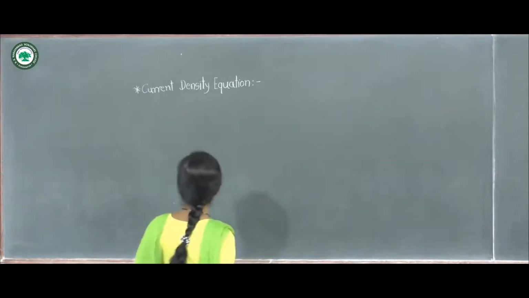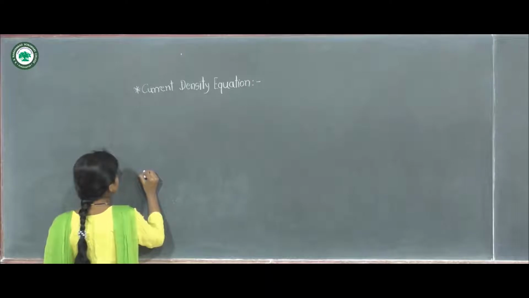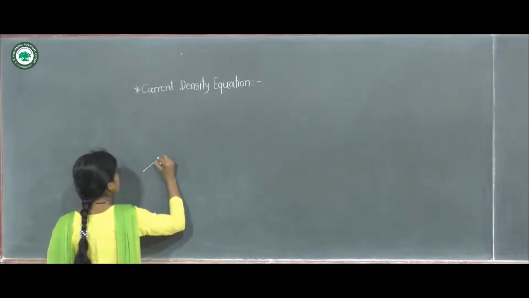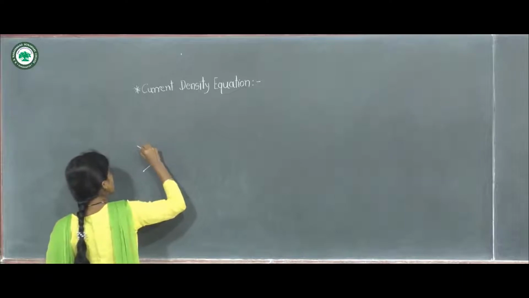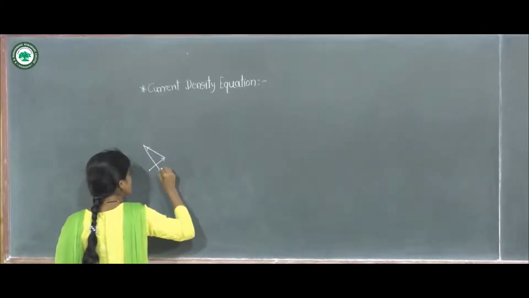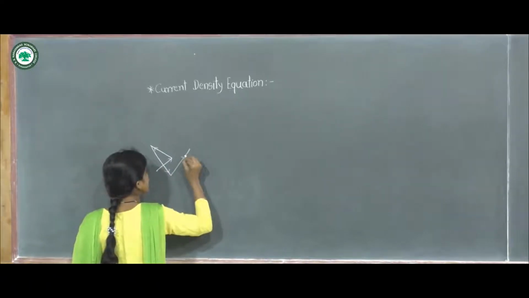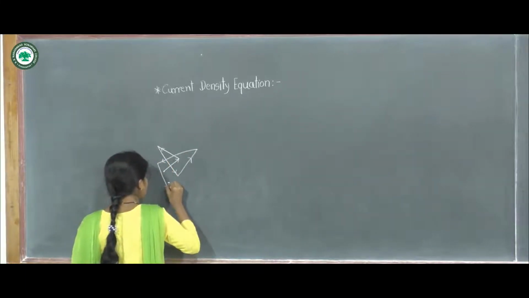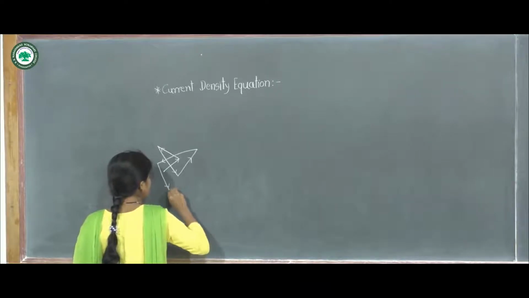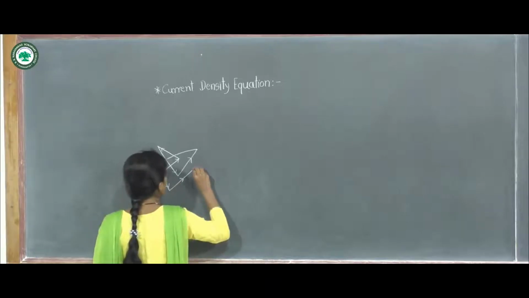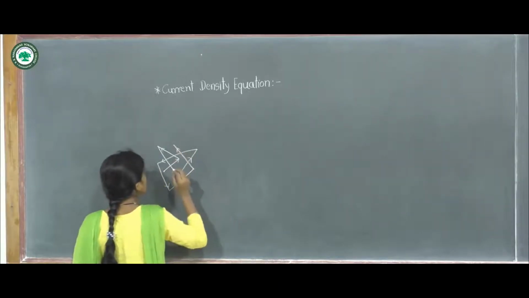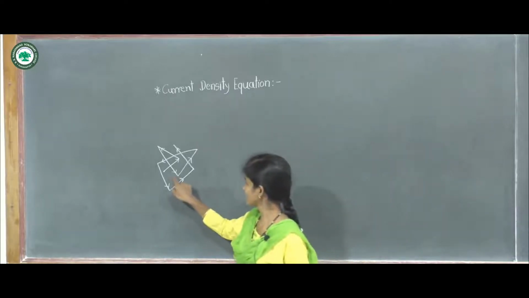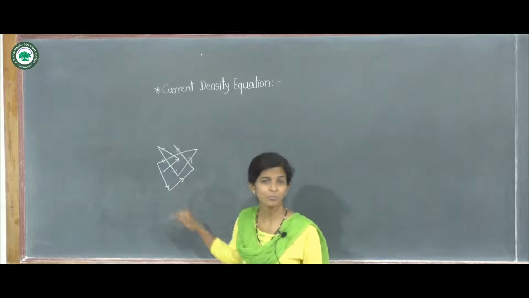So if we take this random motion, if this is the starting point, then the electron will move in this direction. After scattering, it will move in this direction, again in this direction, again in this direction, again. In this way, the charge carriers in the solid will move in random motion, and there is zero net probability for these electrons to reach the starting point again.